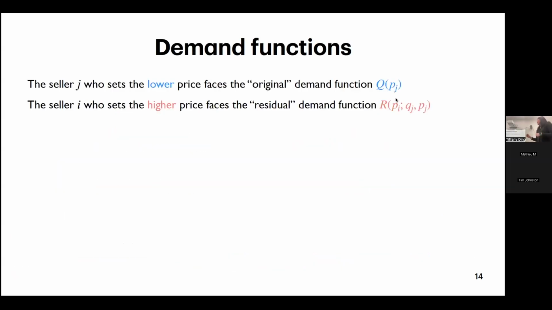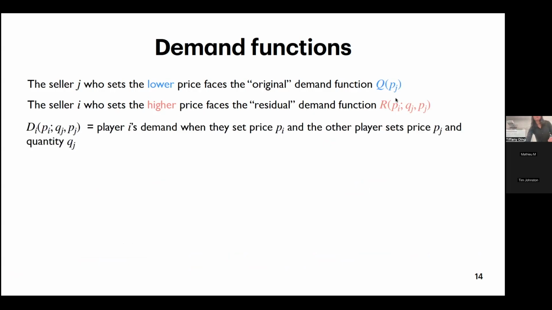Yeah, so now we have to define the demand functions, the D's on the previous slide. The way we define the demand function will be in terms of an original demand function and a residual demand function. So whoever sets the lower price gets to face the original demand function, and then whoever sets the higher price faces the residual demand function, which is less favorable. We'll use this notation of a capital D with subscript I being player I's demand.